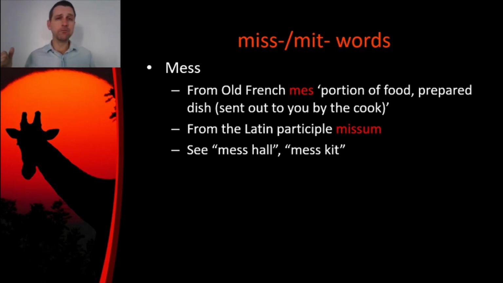And we still have remnants of this meaning in English, like a mess hall is a place where people go to eat, where the chefs or cooks or whoever send food out, right? A mess kit is a way that you can make food yourself. So if you look around English and you see phrases like mess hall or mess kit, again, you can see relics of the old meaning of the word mess.